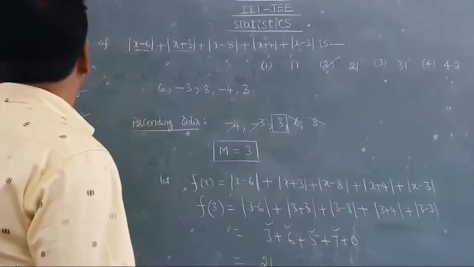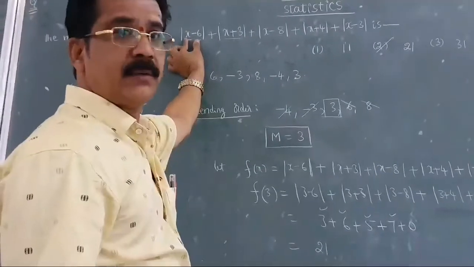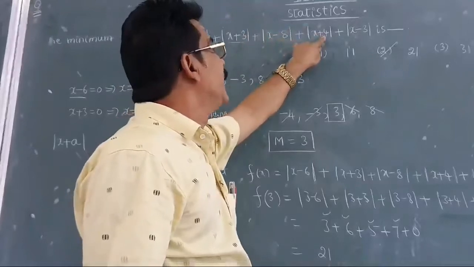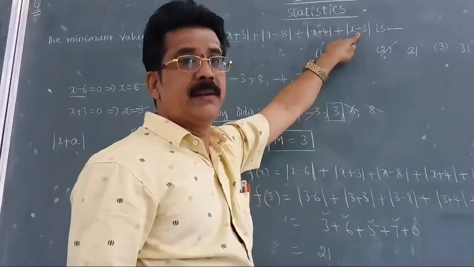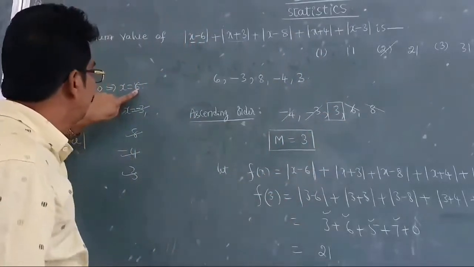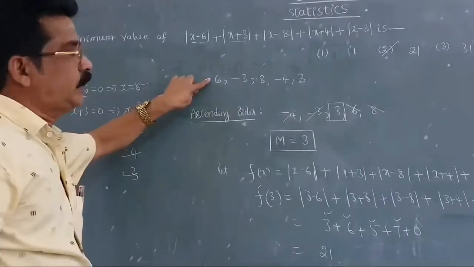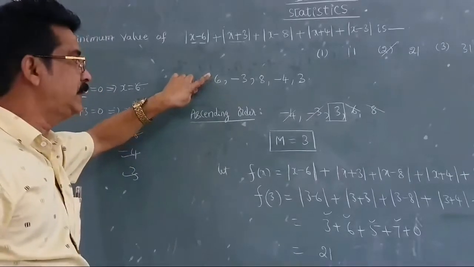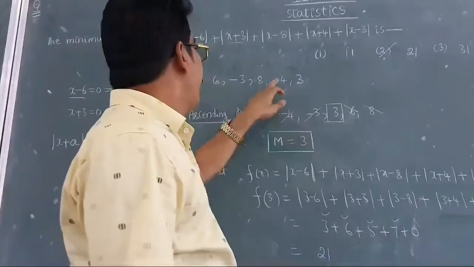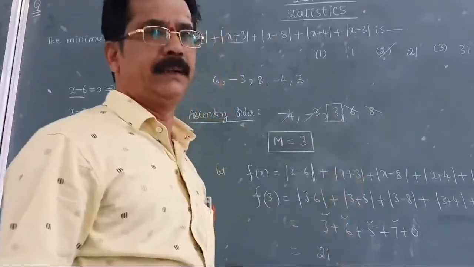Once again, find the minimum of this function. So first, put x minus 6 equal to 0, x plus 3 equal to 0, x minus 8 equal to 0, x plus 4 equal to 0, x minus 3 equal to 0. Obtain all the x values. Here, the x values are successively 6, minus 3, 8, minus 4, 3. List out all those x values. Later, arrange in ascending order. So the list is minus 4, minus 3, 3, 6, 8.